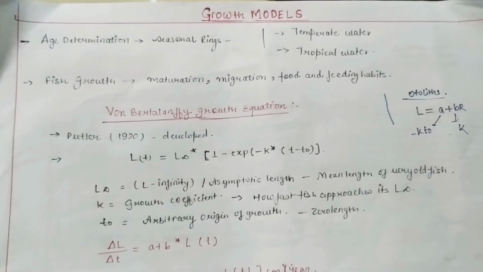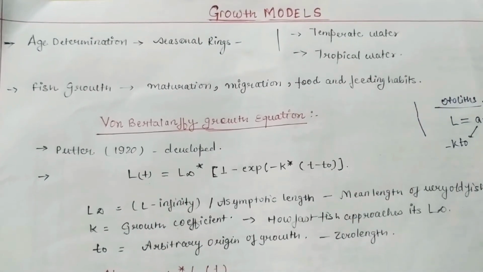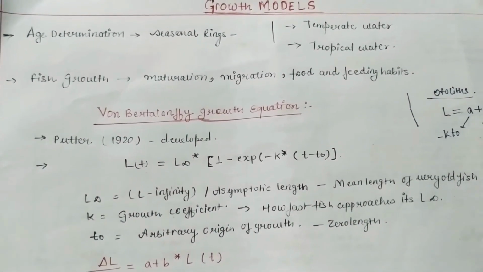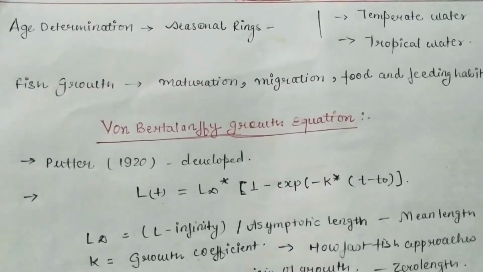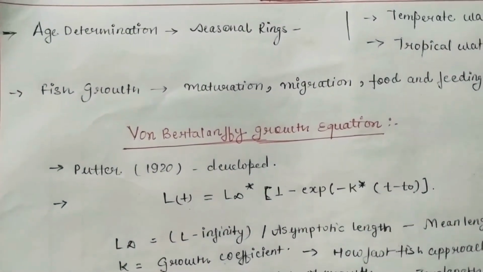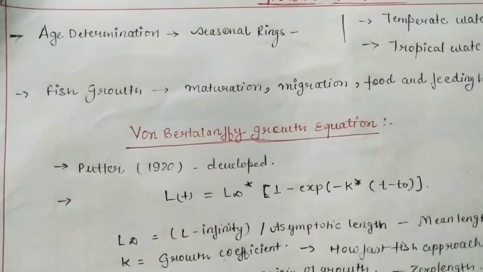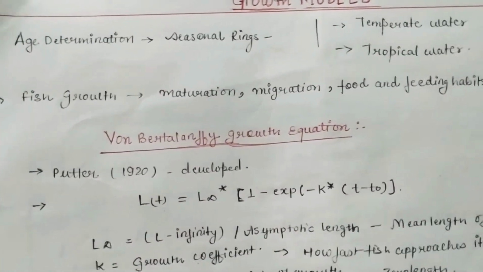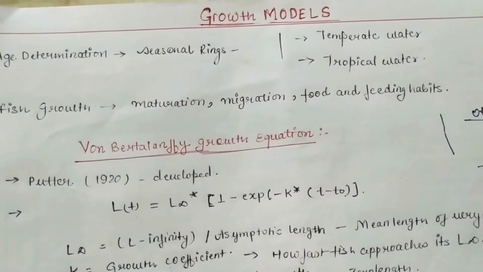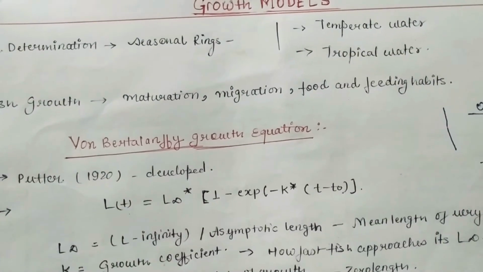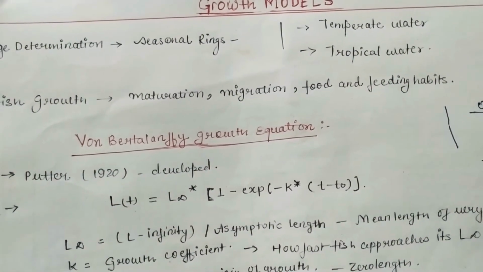Today we will be talking about the growth models that are often used to determine the age of a fish. To determine the age of a fish, we have seen that there are seasonal rings that can be useful to determine the age of a fish. These are mainly applicable for temperate water fishes. In tropical water, it is not always useful.